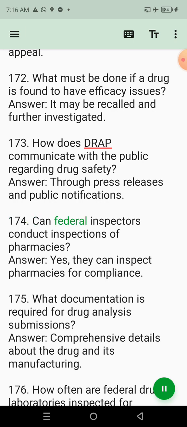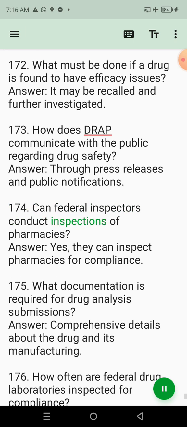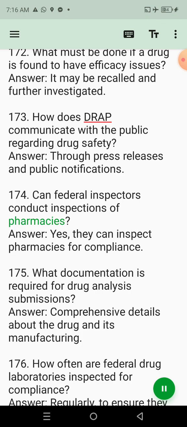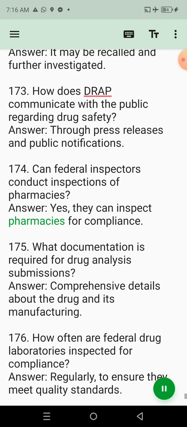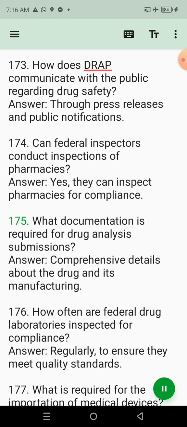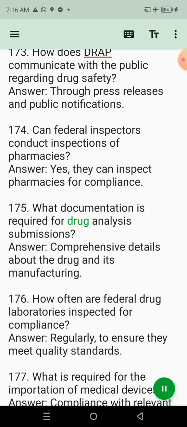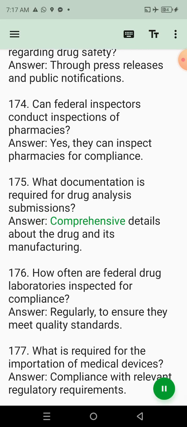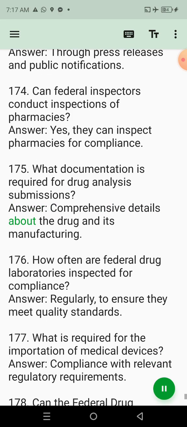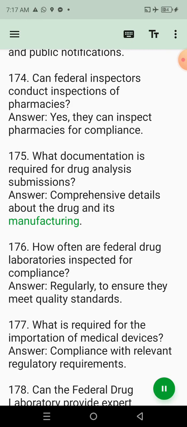174. Can federal inspectors conduct inspections of pharmacies? Answer: yes, they can inspect pharmacies for compliance. 175. What documentation is required for drug analysis submissions? Answer: comprehensive details about the drug and its manufacturing.